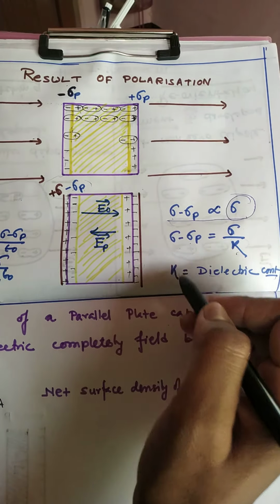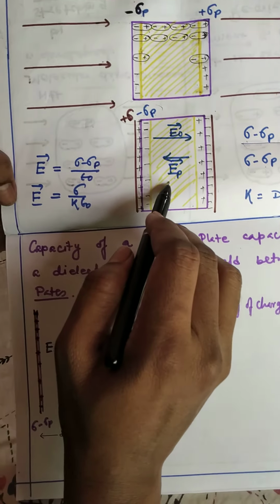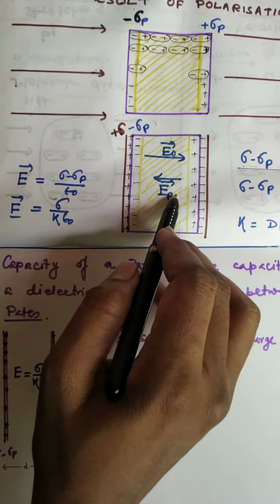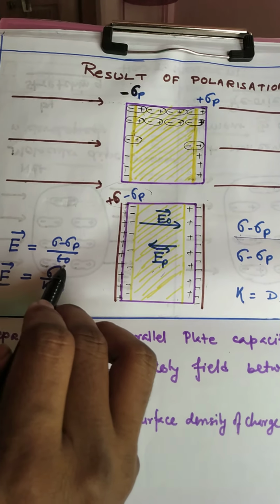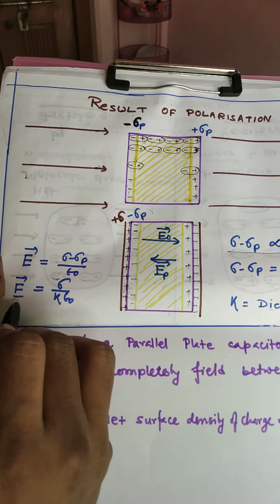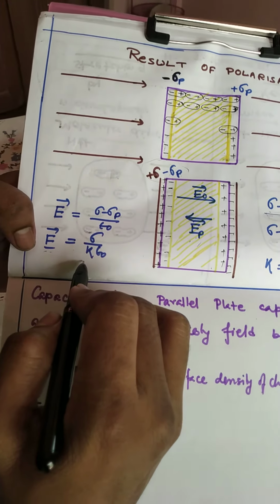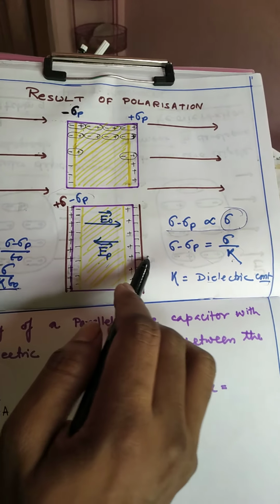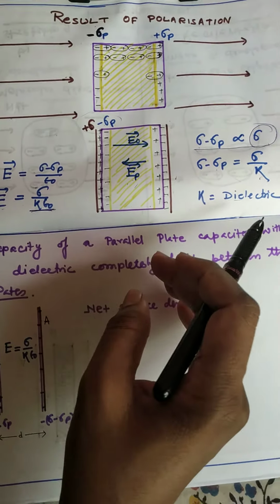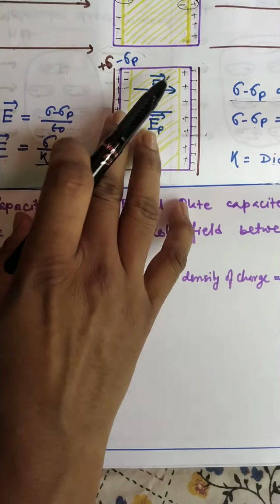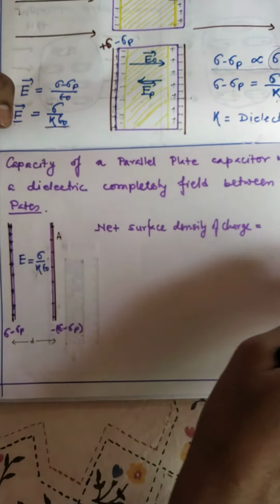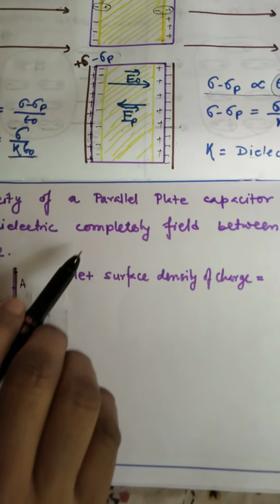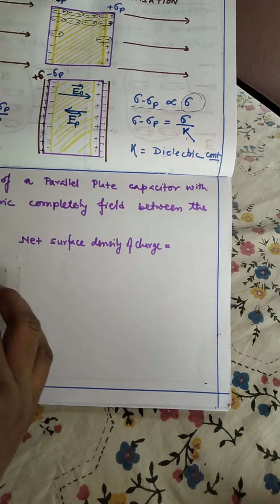Continuing this, what can we write? What is the net electric field? The net electric field will be equal to E naught minus E p. Very simple: sigma minus sigma p by epsilon naught, and thus that comes to E equal to sigma by k epsilon naught. This is the result of polarization. Now let us immediately apply this idea to our parallel plate capacitors. Capacity of a parallel plate capacitor with a dielectric completely filling the space between the plates.